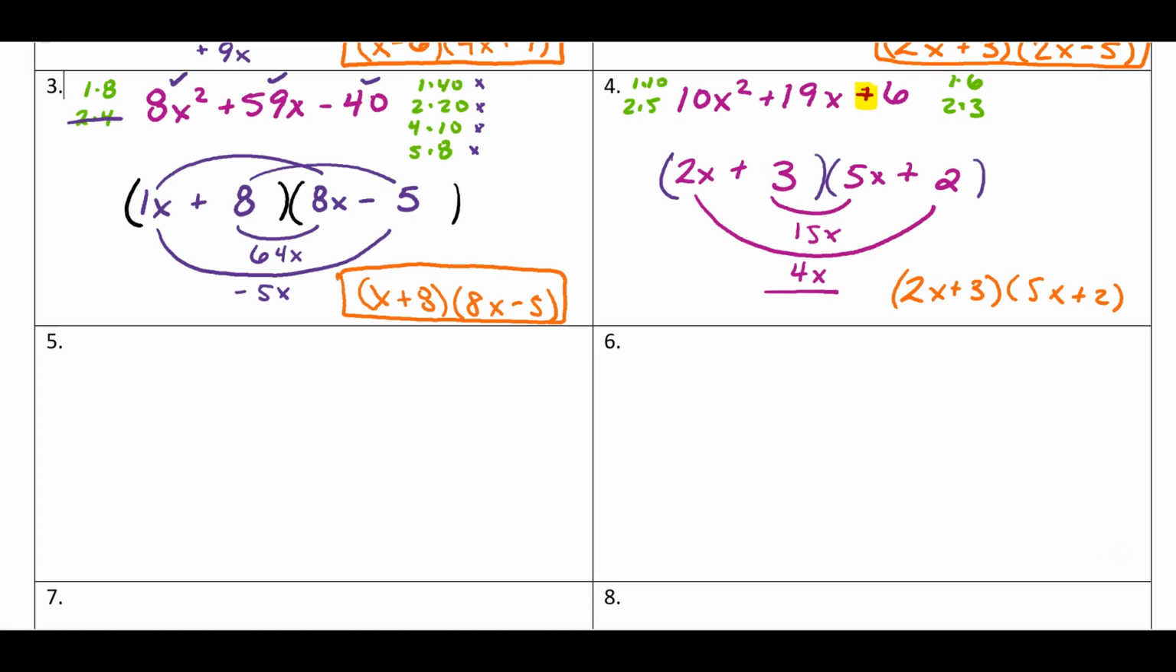So again, if you got this one correct, give yourself a little smiley face. If you got it wrong, put a little frowny face. And if you have any questions, write them down so you remember to ask me about them tomorrow.